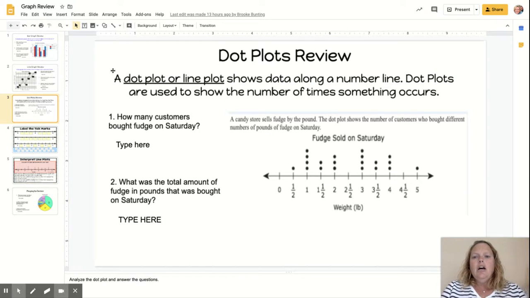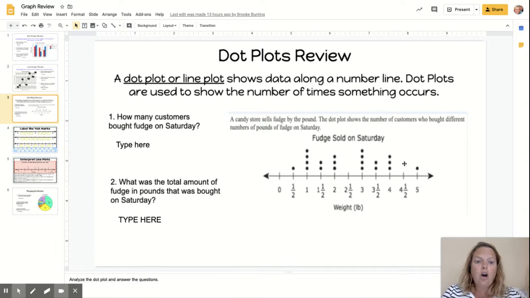All right, this is where it gets a little tricky. So a dot plot or a line plot shows data along a number line. Dot plots are used to show the number of times something occurs. This is where it's important to read everything. A candy store sells fudge by the pound. So this is the pounds of fudge. The dot plot shows the number of customers who bought different numbers of pounds of fudge all on Saturday. So these dots are the people, okay? How many customers bought fudge on Saturday?